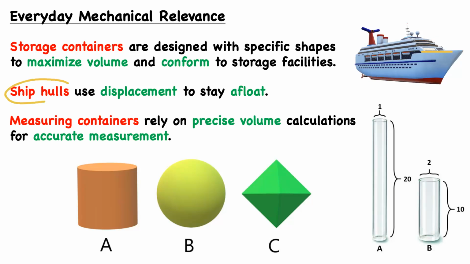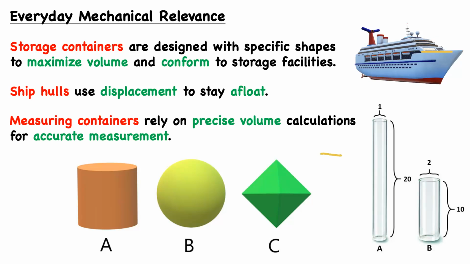Another common example is that of ship hulls, which use displacement principles to stay afloat. So the way a ship actually is able to float is its hull displaces an enormous volume of water, and the weight of that water is greater than or equal to the weight of the ship. And again, this is what allows it to stay afloat. Then we have measuring containers, which rely on precise volume calculations for accurate measurement.